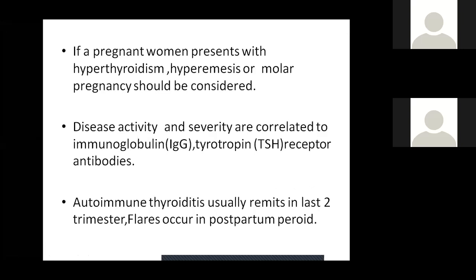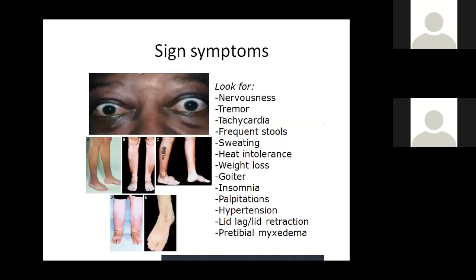Disease activity and severity are correlated to immunoglobulins, thyrotropin, TSH receptor antibodies. Autoimmune thyroiditis, all types of autoimmune disease, either it is thyroid disease or any type of SLE or whatever, all autoimmune diseases generally remit in the last two trimesters, second and third trimester, and flares are commonly seen in the postpartum period. So it is very important to start the patient immediately on medication immediately after delivery.